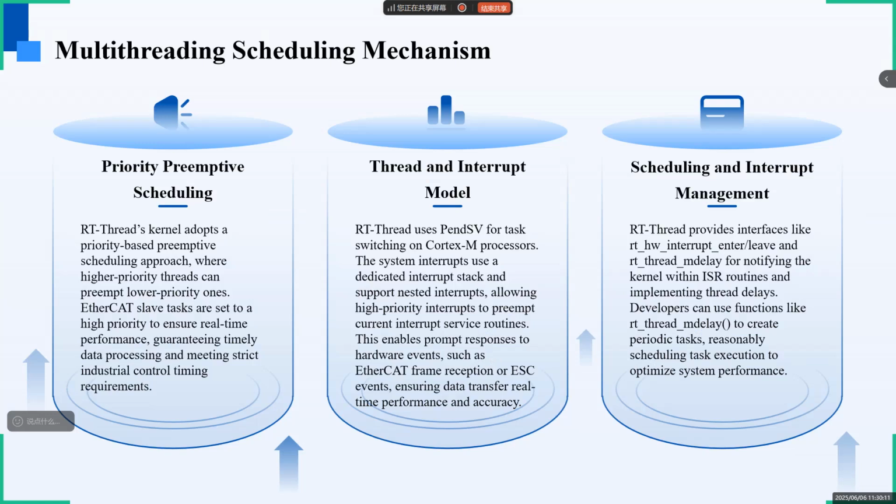Why does RT-Thread use priority-based preemptive scheduling? High-priority threads can preempt low-priority ones. Setting EtherCAT's slave tasks to high priority ensures real-time performance and timely data processing response. To meet the strict timing requirements of motion control, multi-threaded scheduling sets the communication thread of EtherCAT to high priority, ensuring real-time processing.